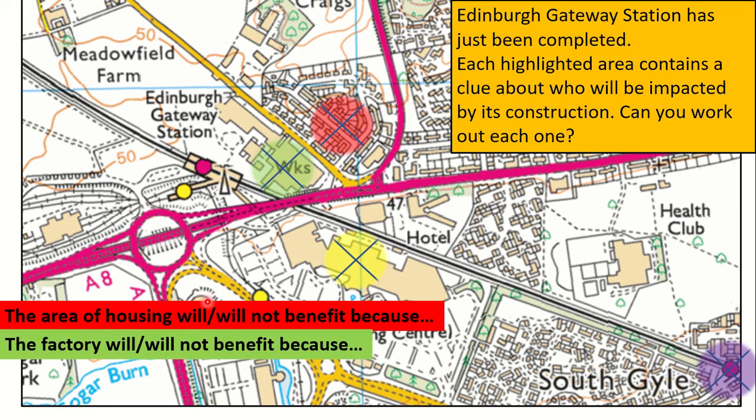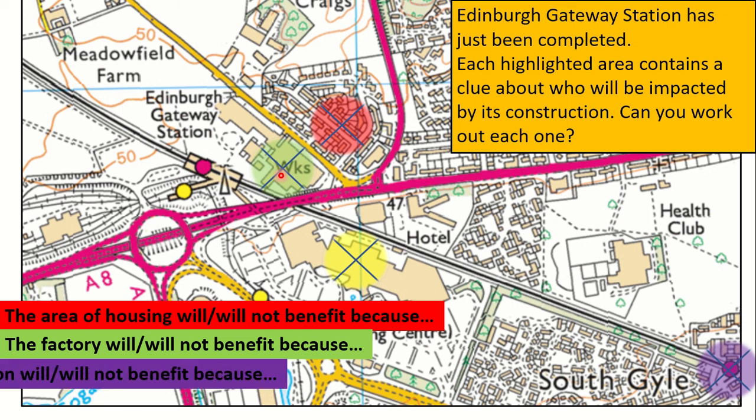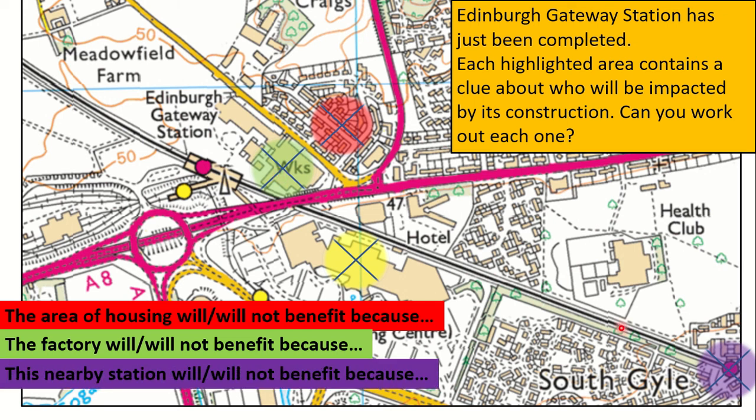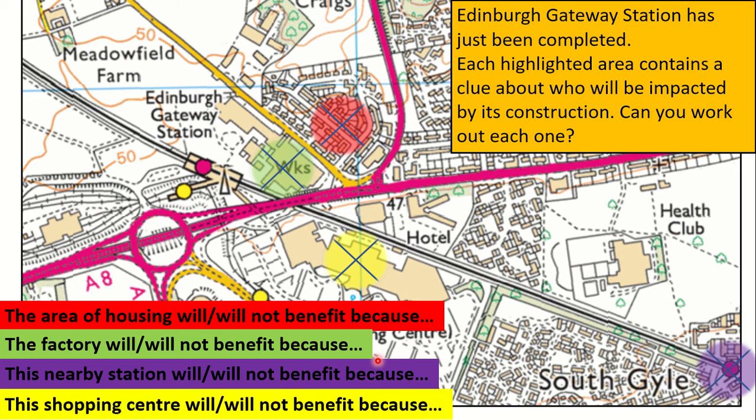The factory, that's the area in green, will or will not benefit because. The nearby station in purple will or will not benefit because. And lastly, the shopping centre will or will not benefit because. Do them in any order that you like. And remember, every correct sentence that you do, that gets you a mark.